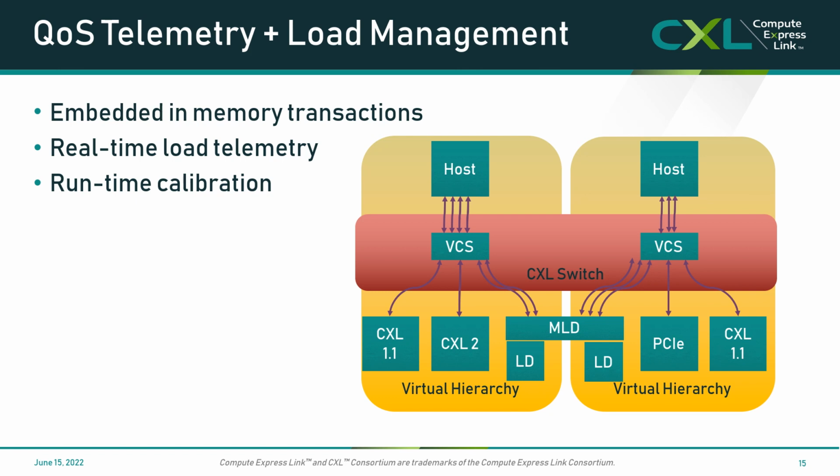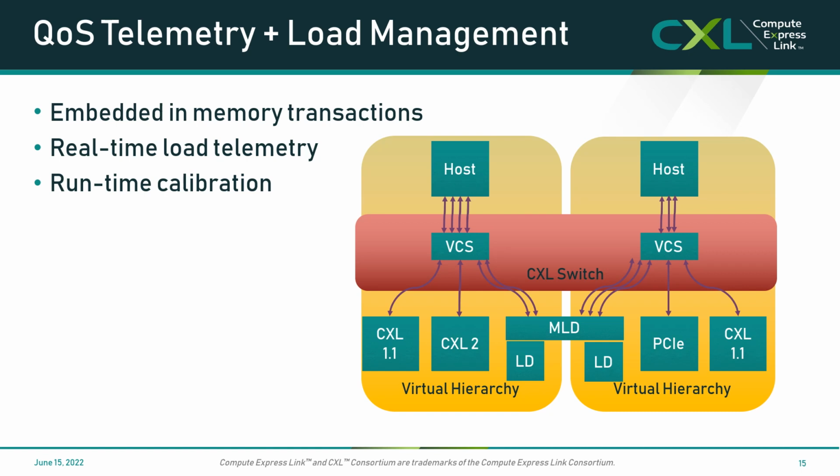as you have a device that is connected to a single host. And because this device is connected to a single host, QoS telemetry wasn't as important. But in the example we have here on the right, you have an MLD with a single physical connection to a CXL switch, with multiple virtual connections to multiple virtual CXL switches. And you don't necessarily know what the other host is doing to the MLD. And suddenly the bandwidth that you could be seeing from that MLD isn't just based on what you're doing.